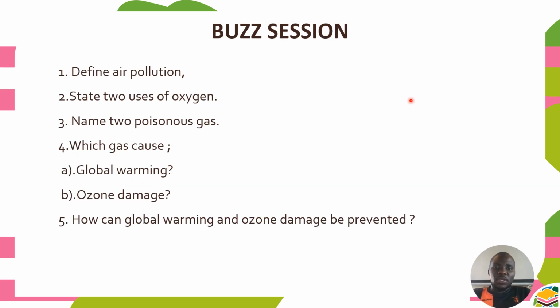Now we have a practice session here. The questions that we are supposed to go through. The first one is define air pollution. State 2 uses of oxygen. Name 2 poisonous gases. Which gas causes the following? Global warming, ozone damage. How can global warming and ozone damage be prevented?